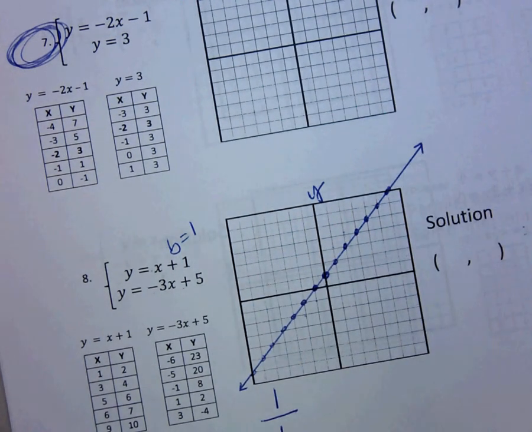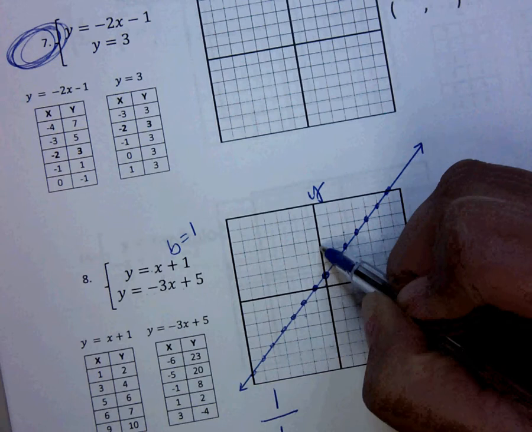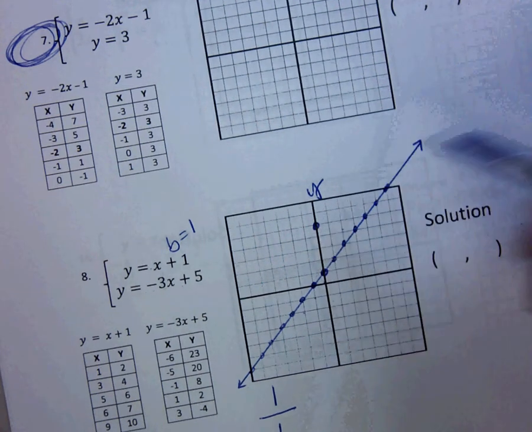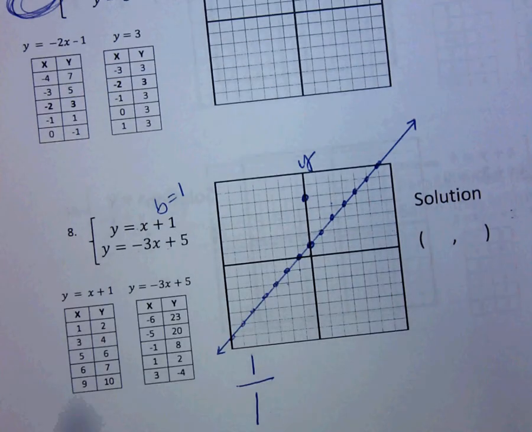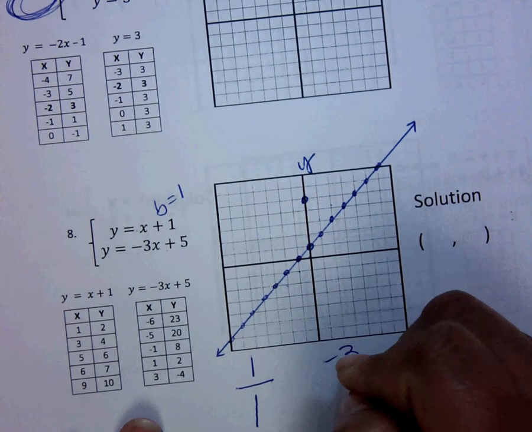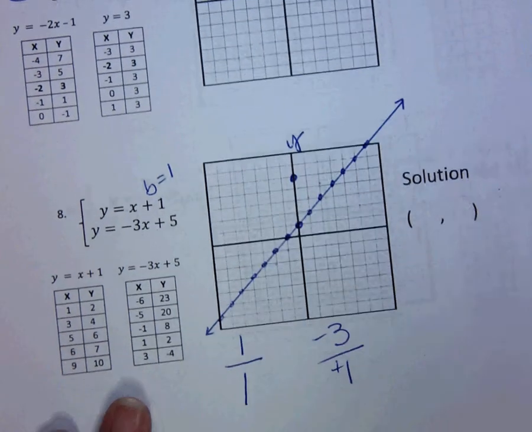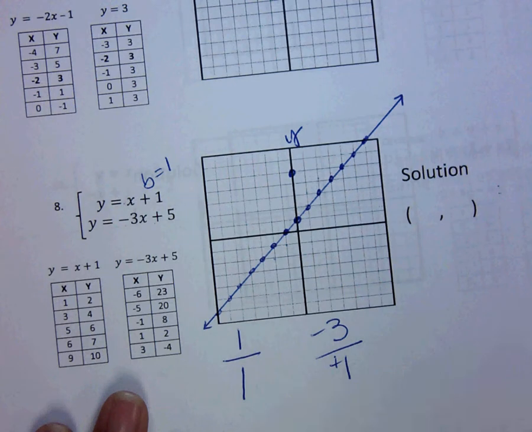Let's do the next one. 5. 1, 2, 3, 4, 5 on the y-axis. And now the slope is negative 3. Put it over a positive 1. I'm going to switch colors.